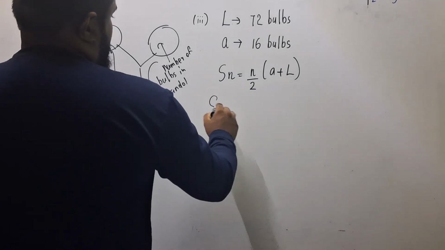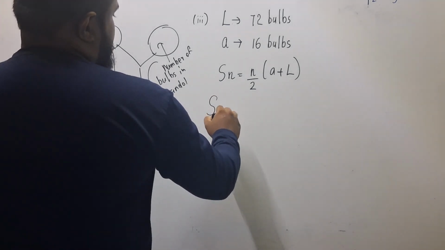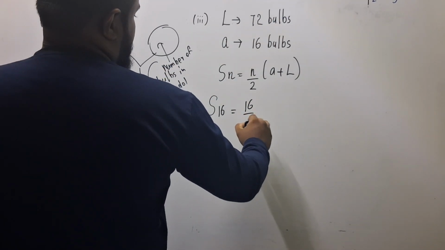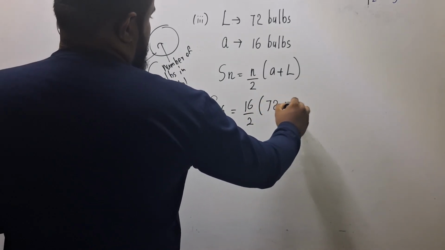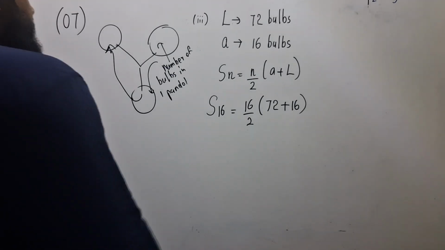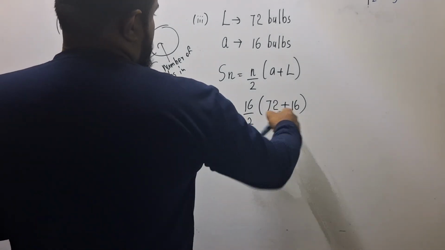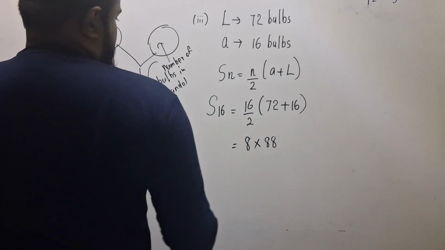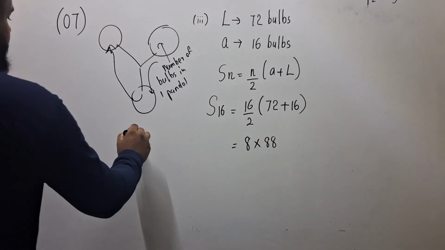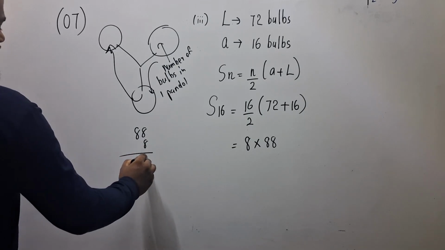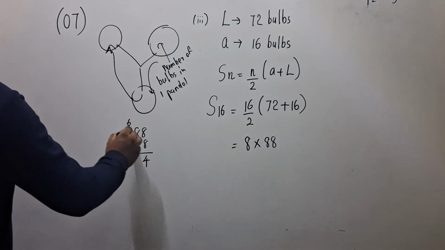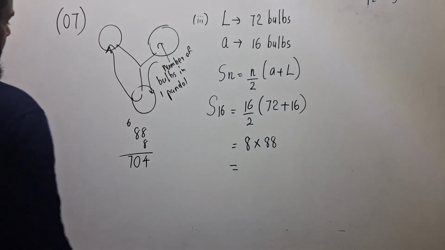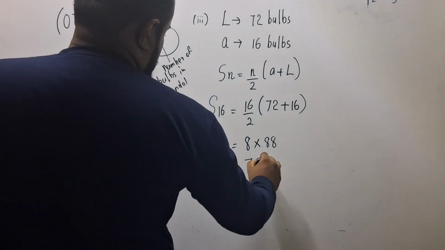Sn. N is the number of frames, 16. In all 16 frames, there are 16 divided by 2 times brackets 76 plus 16. 16 divided by 2 is 8. 76 plus 16 is 92. 92 times 8: 8 times 90 is 720, and 8 times 2 is 16, giving 736 bulbs.